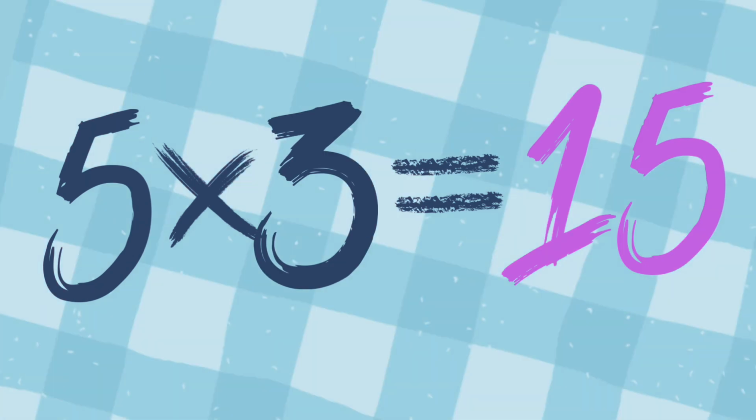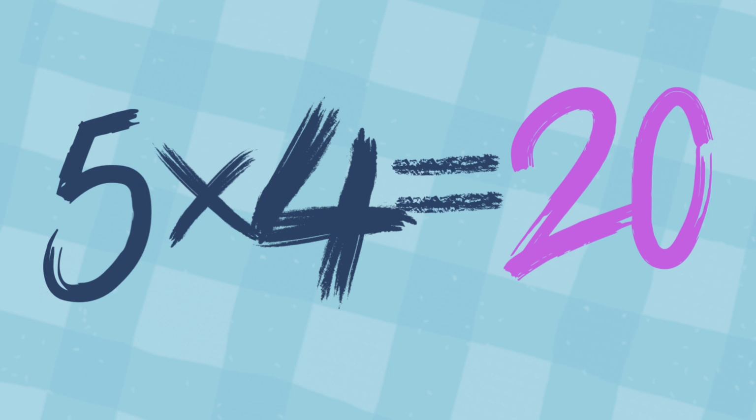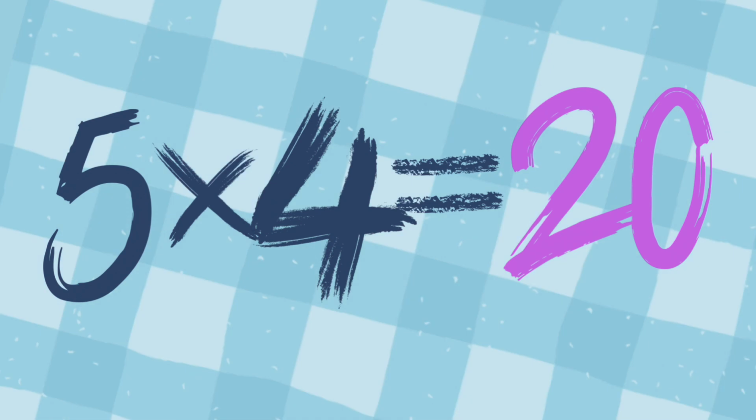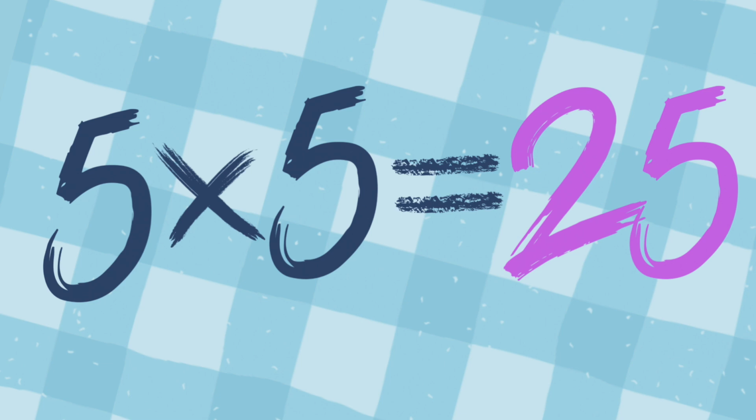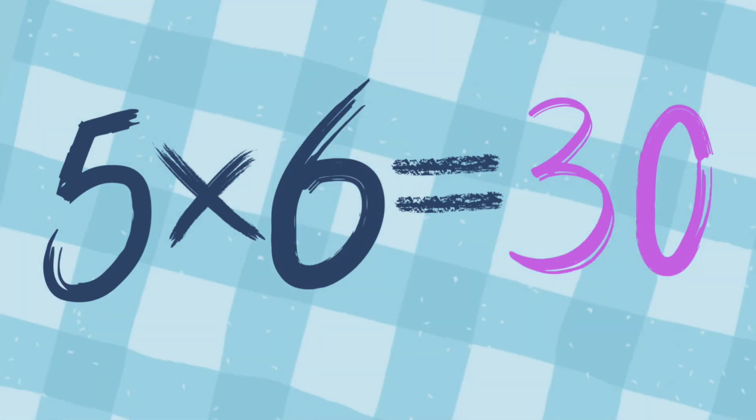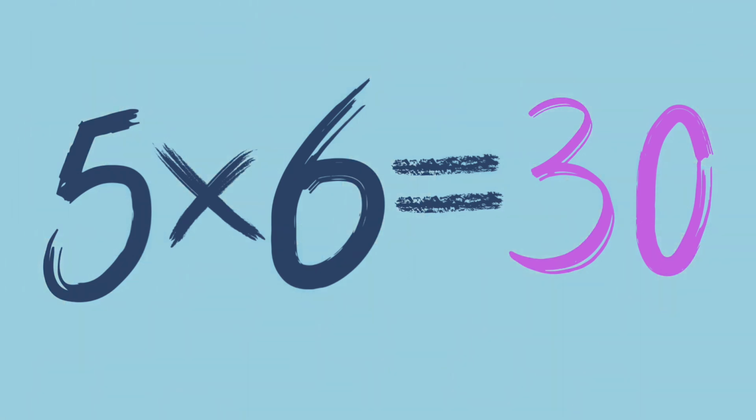5 threes are 15, 5 threes are 15. 5 fours are 20, 5 fours are 20. 5 fives are 25, 5 fives are 25. 5 sixes are 30, 5 sixes are 30.